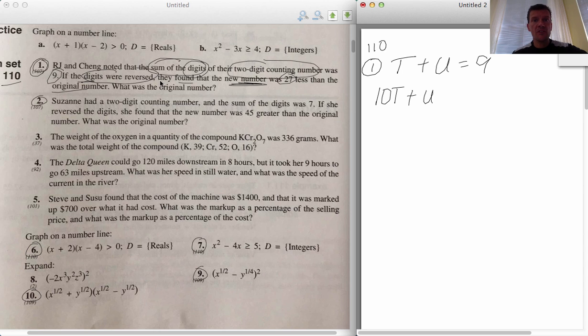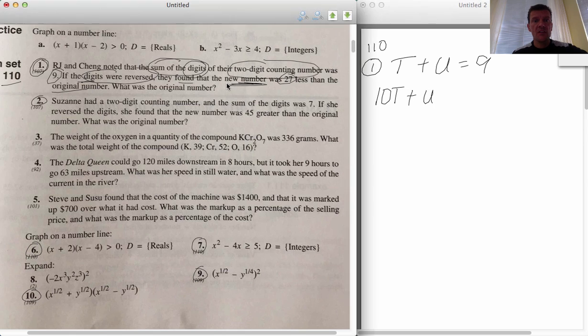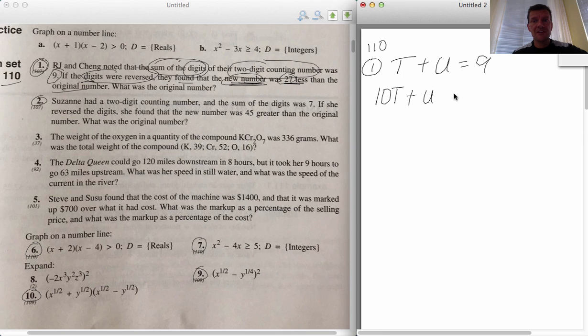And what did we know about the reversed and the original? The new number is 27 less than the original. So here's the original, 27 less. We're going to take 27 away from that and get our new one, which is 10u plus t.